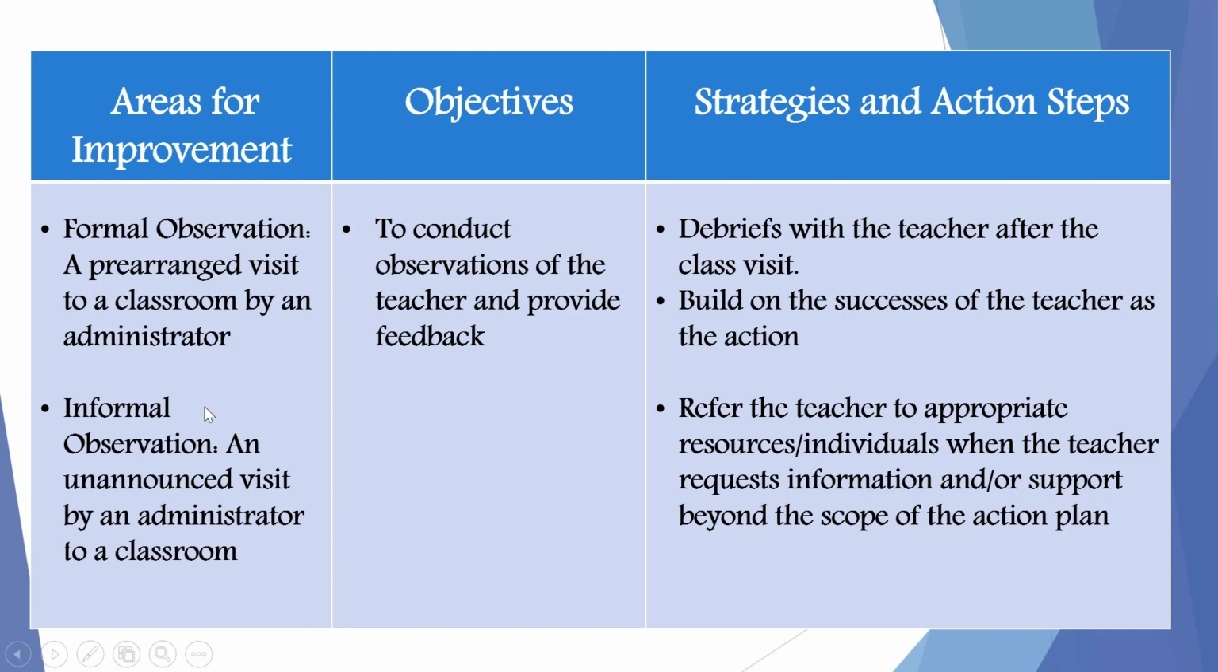So here we have two kinds of visits. One, which is formal, the teacher knows and is aware of the time there will be a visit, and the other one is the informal one, in which the teacher doesn't know or is not informed about the time of the visit. And the objective of these two visits is to conduct observations of the teacher and provide feedback about his or her performance.